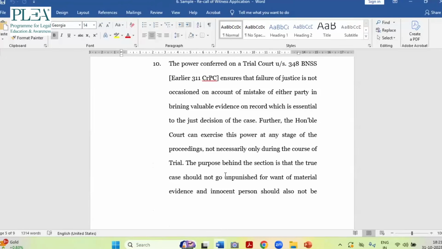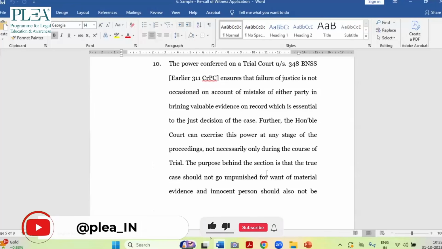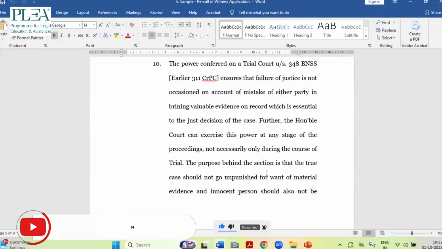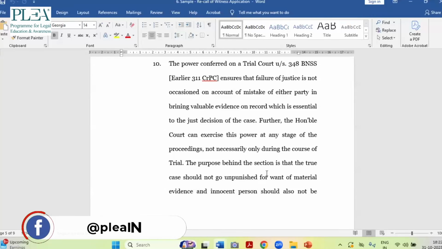Then a little write-up about the powers of 348 BNSS, which was earlier 311 CrPC, that it is like an ultimate resort. Whatever evidence was not able to be brought before the court earlier can be allowed if it is very much required for a true and just decision of the case.